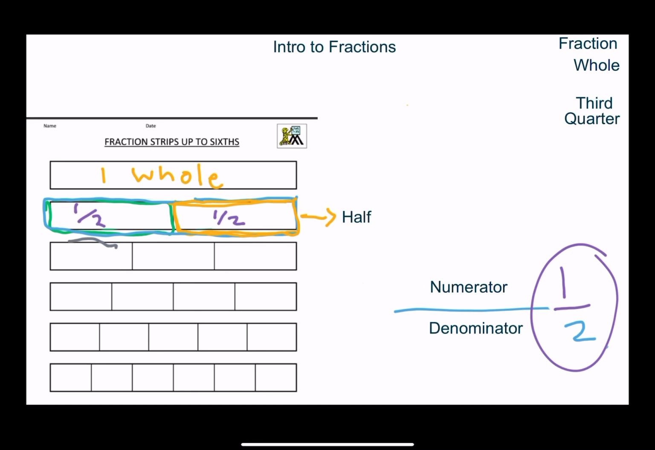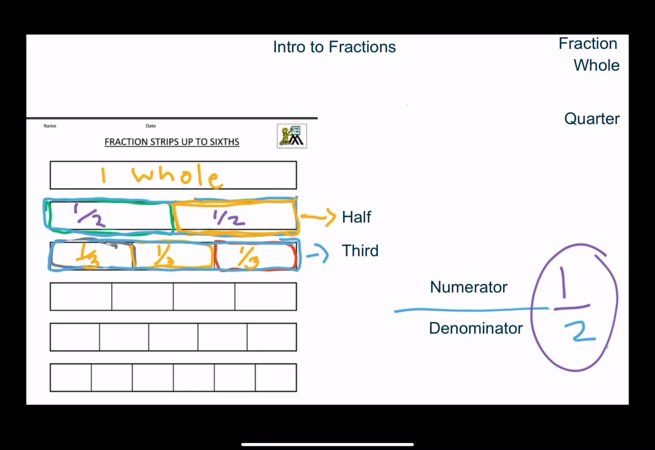The next block has 3 total pieces. 1, 2, and 3. Remember, this is still part of that one whole. So each piece is 1 out of 3, or 1/3. 1/3, 1/3, 1/3.